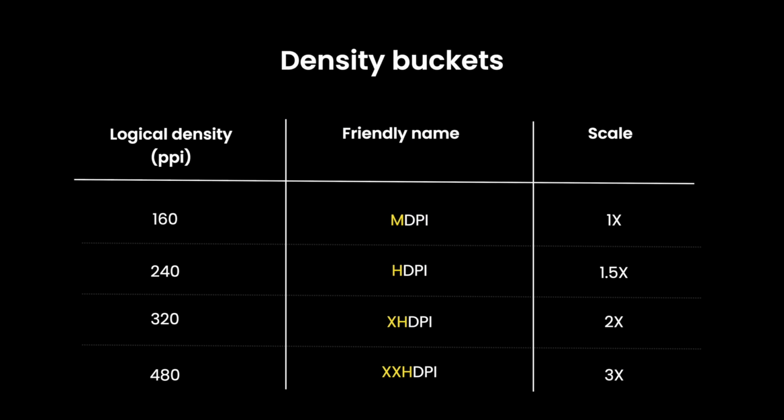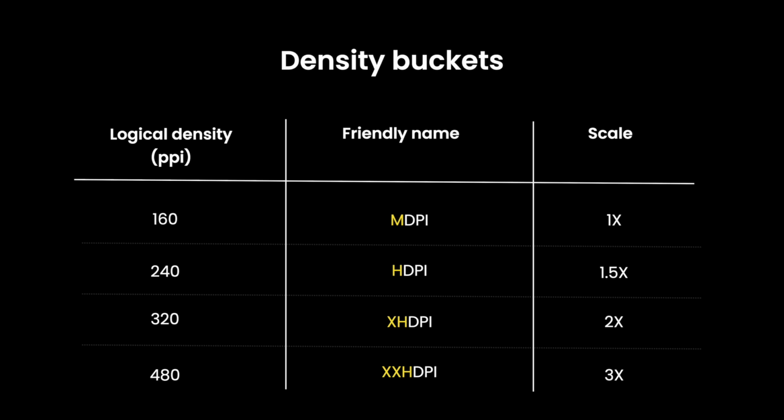Let's talk about density buckets. Manufacturers don't usually adhere to the same standard of PPI as shown here. They never create screens at exactly 160, 320, 480 PPI, because it's a physical manufacturing process, and these numbers tend to fall in a range. So they never design exactly the same values. To address this problem, the Android system designed something called density buckets.